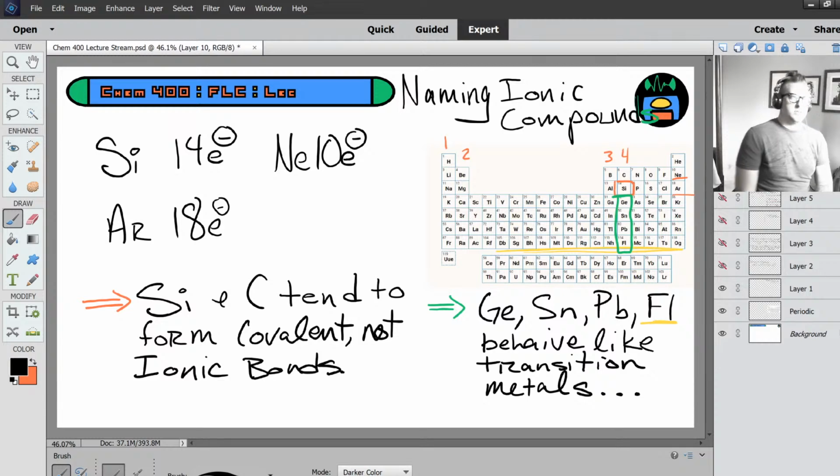Usually when they do, especially carbon, it shows up as a -4 if it has to swing one way or another, but they really don't like to. So I will not be testing you on silicon or carbon in ionic compounds for the lecture section. Germanium, tin, lead, and FL, we'll be dealing with those as we learn the transition metals next.